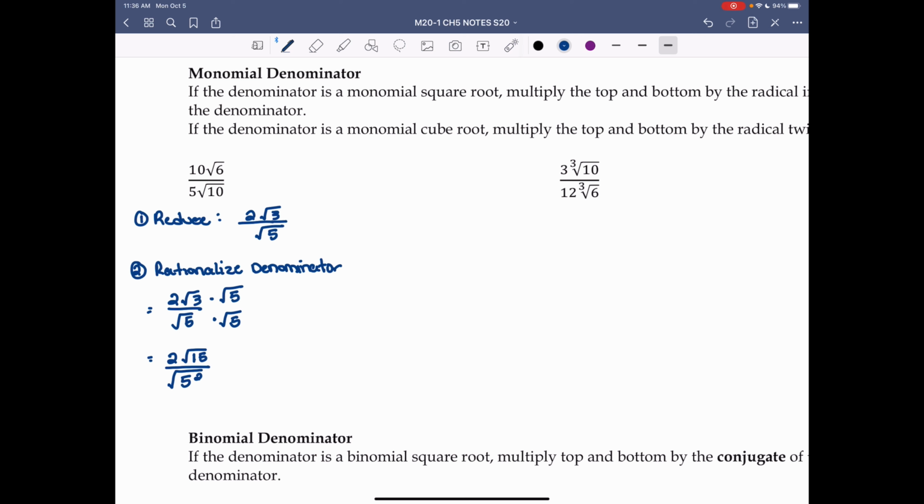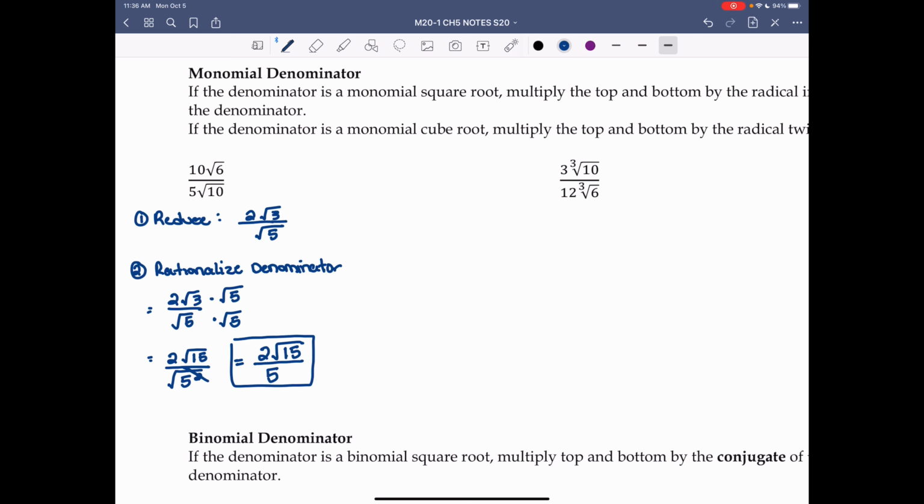Now, what is the square root of 5 squared? Well, square root and square are opposite operations, so they undo each other, and we're left with 2 times the square root of 15 over, square root of 5 squared is just the number 5. We no longer have a square root. This is our simplified expression.